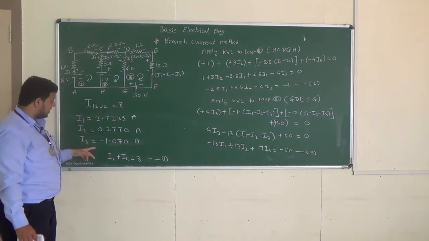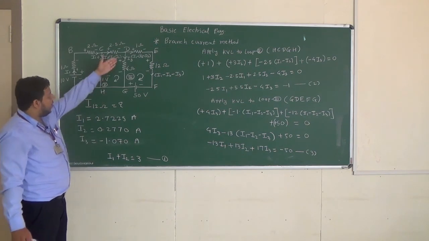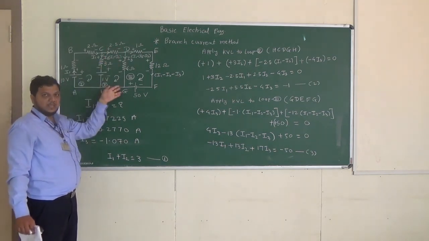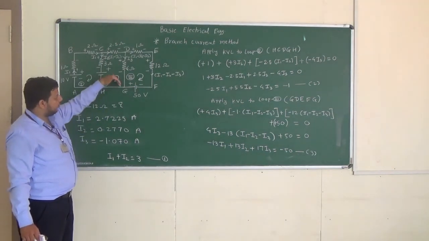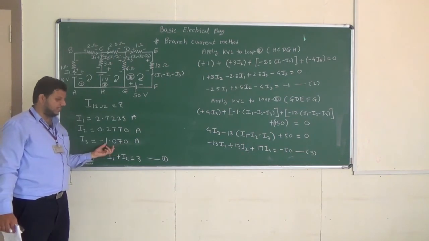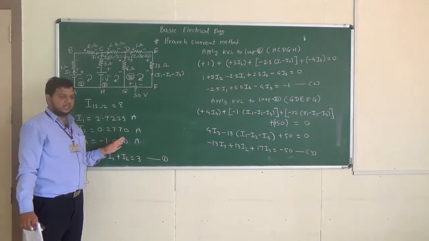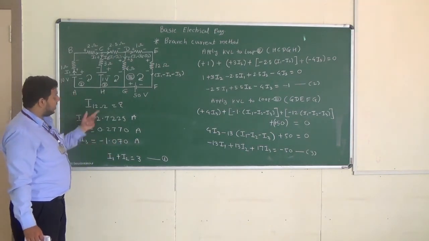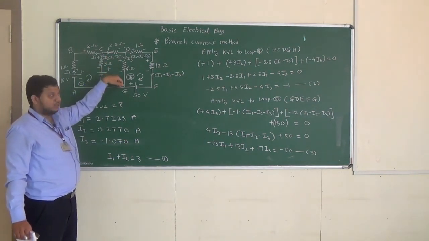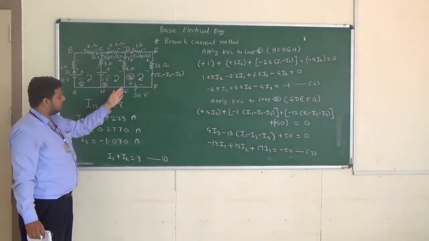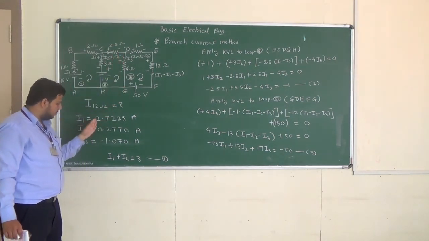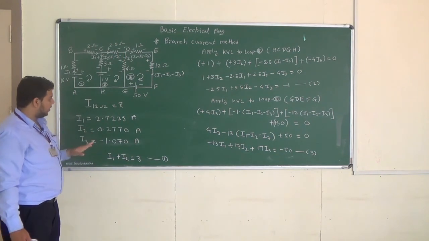But here I3 is negative, meaning we have assumed current is flowing from D to G in this direction, but actually current is flowing from G to D. What is the magnitude? Magnitude will remain the same. So our answer is correct. Only, whatever we have assumed, that current is flowing from D to G in the downward direction, is not correct. Actual current is flowing from G to D. But while solving the problem, we should keep the same sense.